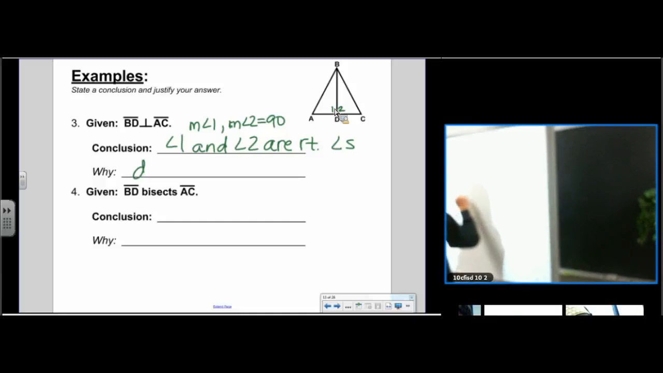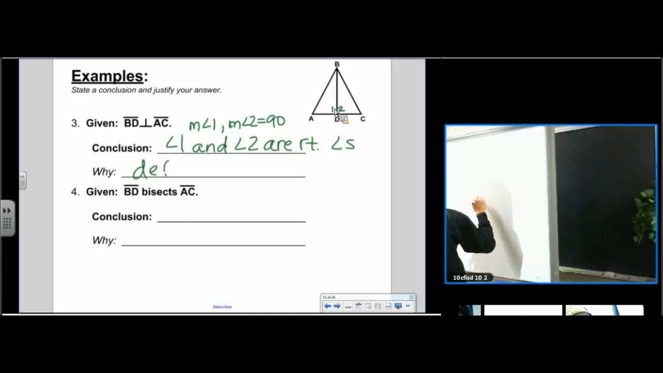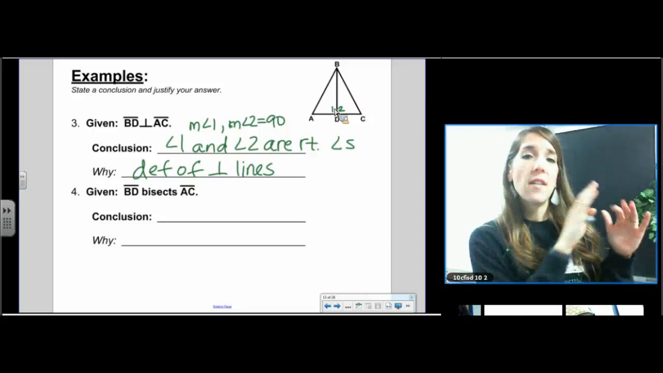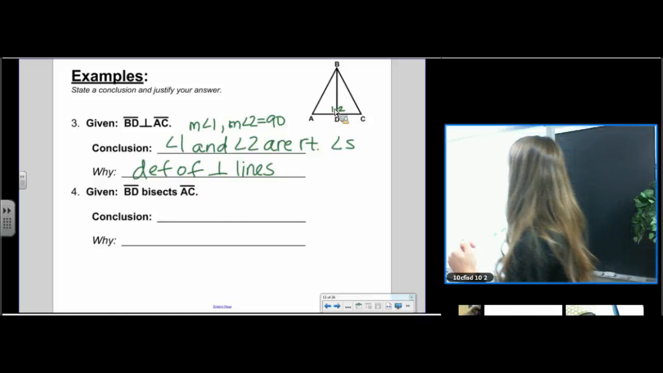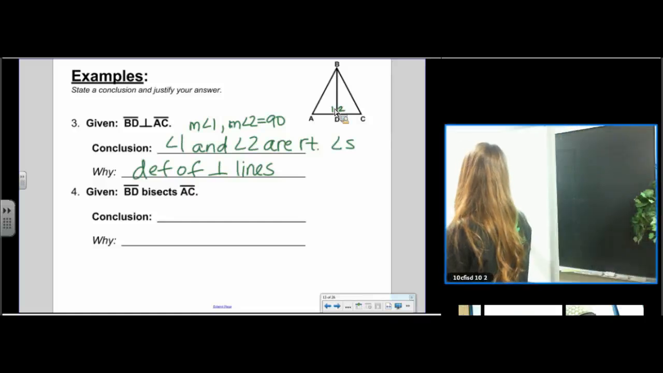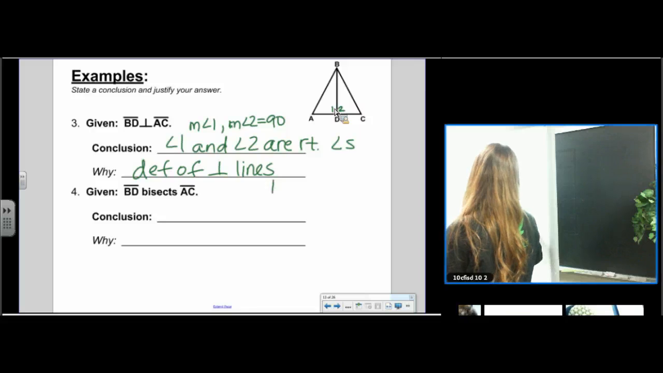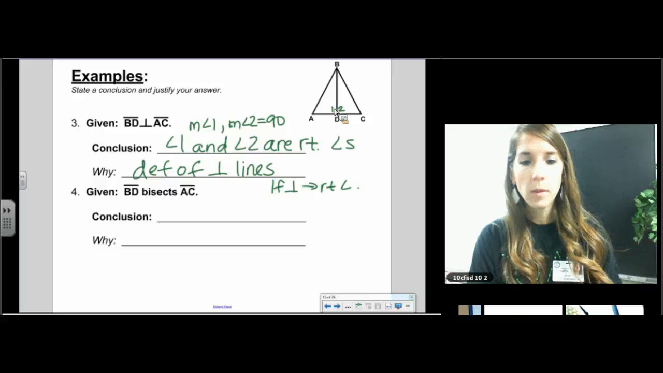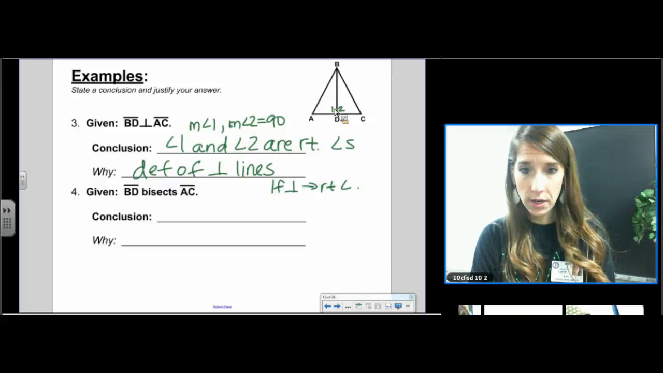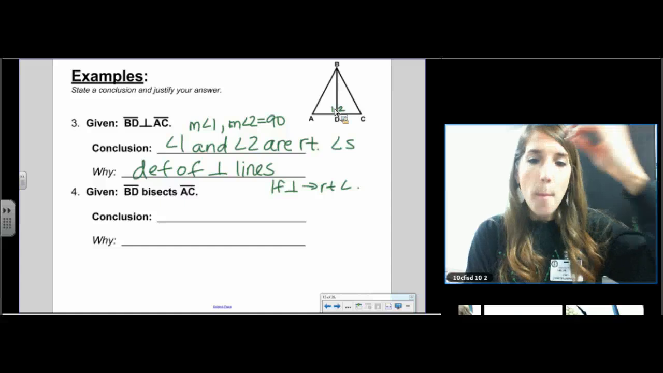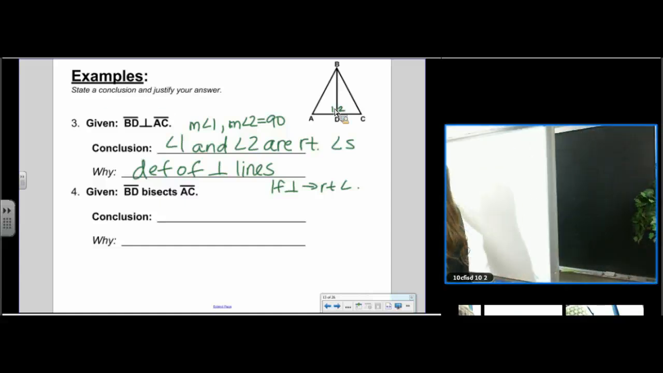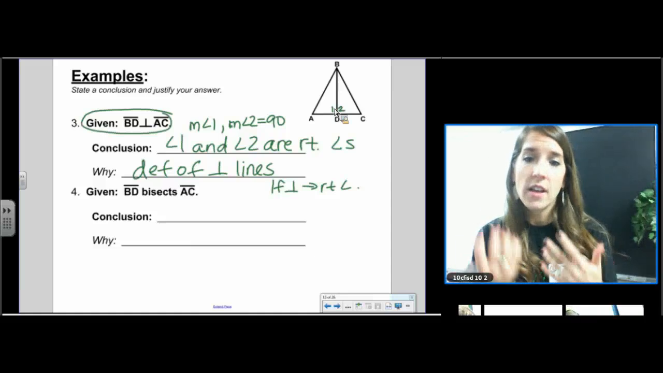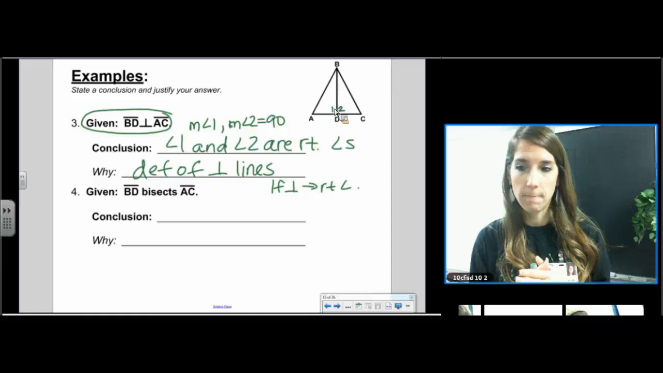Definition of perpendicular lines. On your sheet where it says notes for proofs, it says definition of perpendicular lines, but underneath it, it also says this shortcut: if perpendicular, then right angle. So either of those would be perfectly acceptable. All right angles are congruent, and that would be your next step, but that would not be your conclusion to this given. If you said that they're congruent, then you have skipped a step.